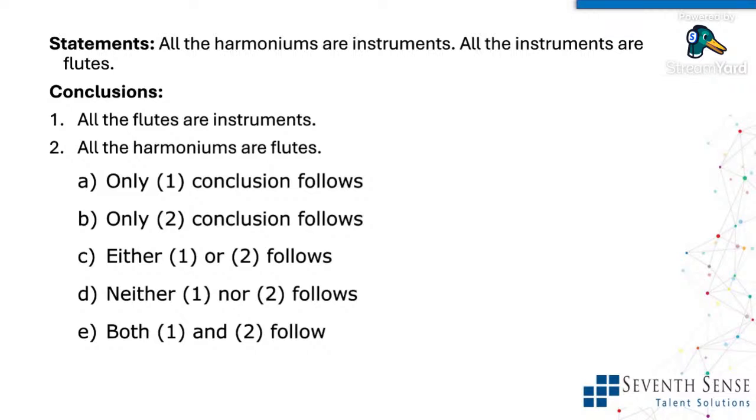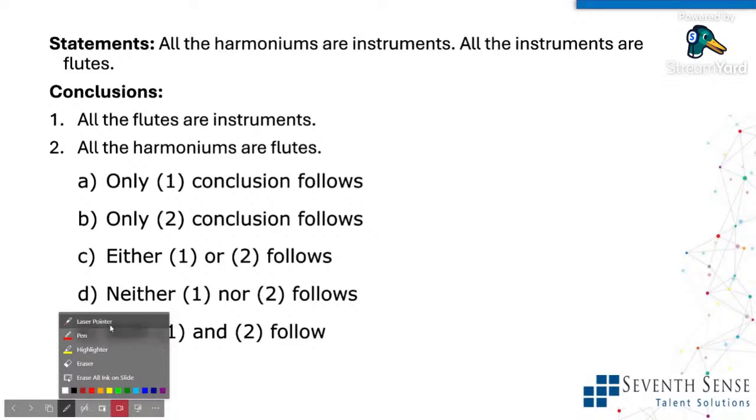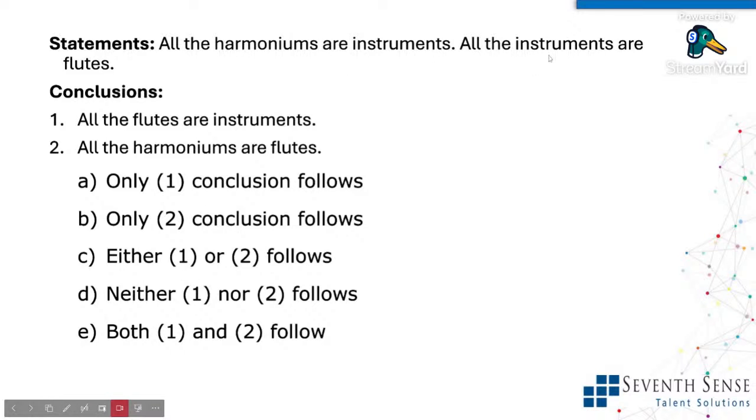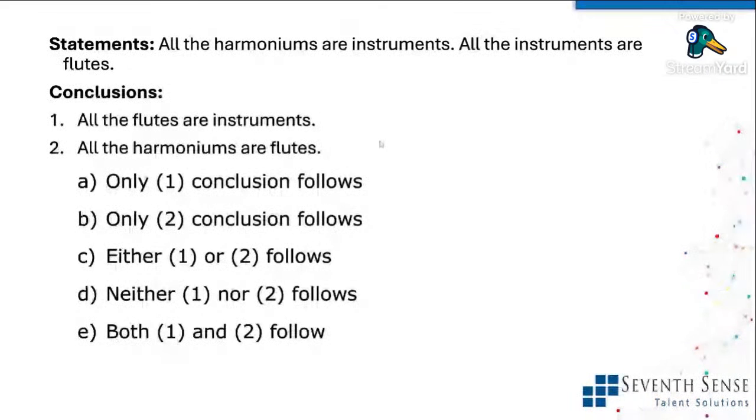Okay, try this next one. So here we are telling that all the harmoniums are instruments and all the instruments are flutes. Fine. Now, how do you do this? Same thing again, conclusions are there. I want you to again check on this same following thing. Is it right or not? You have to check for the conclusions.